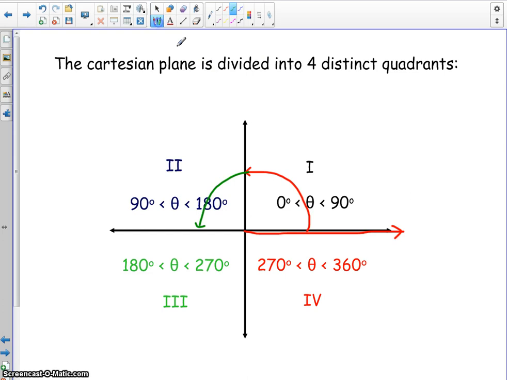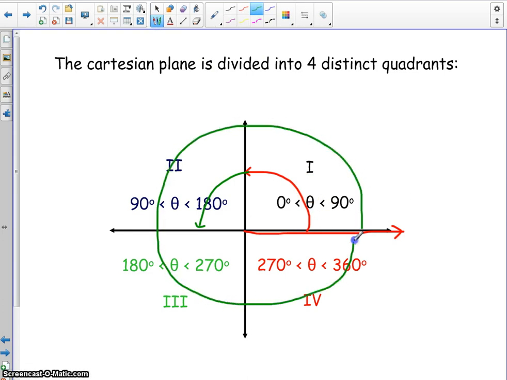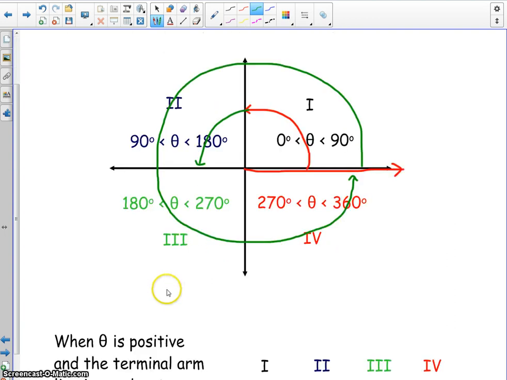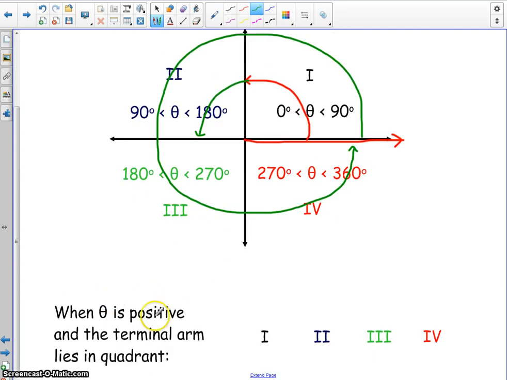So if we're rotating in a positive direction, one full rotation will be 360 degrees around, which is how you're used to seeing degrees, right? A circle is 360 degrees. Same idea here: you rotate one full rotation around the Cartesian plane and get 360 degrees. Again, this is assuming positive rotation, and it depends where your terminal arm lies. For example, if you were to have a terminal arm in quadrant 3 and rotate all the way over there, your angle would be somewhere between 180 degrees and 270 degrees.